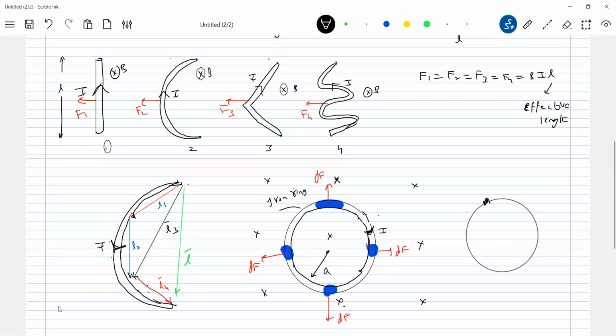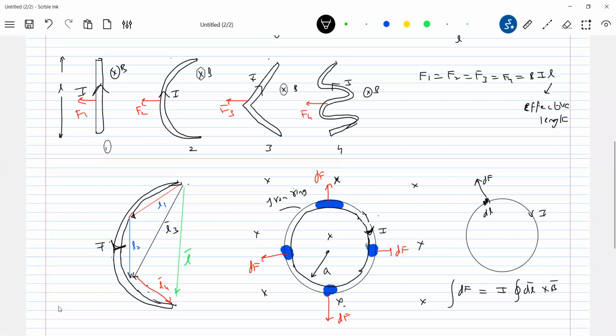I'll assume a length dl. Let the current I be flowing. Then the force acting on this small element, let it be dF. So then what we write, integral of dF equal to I dl bar cross B bar. What is the integration in closed path?